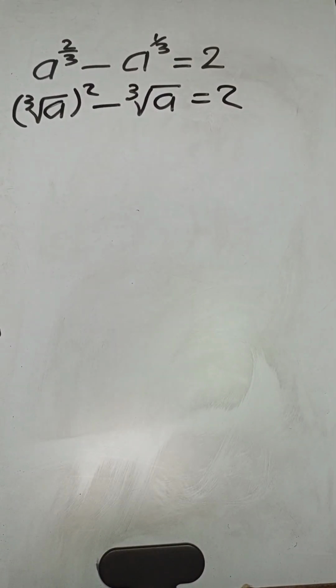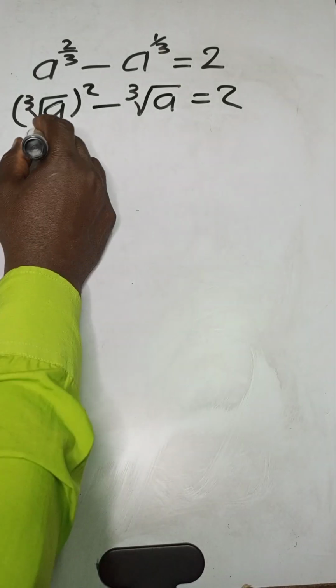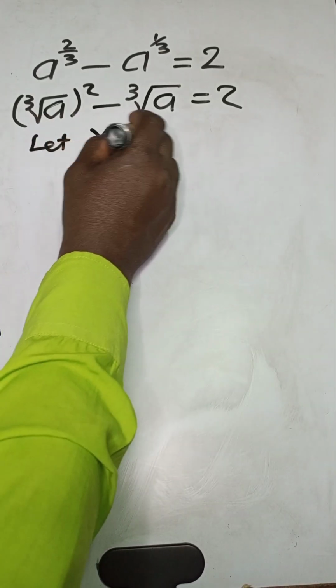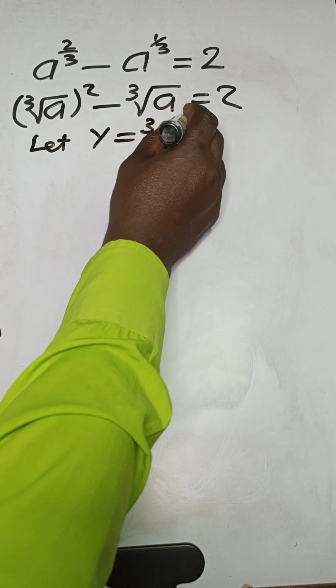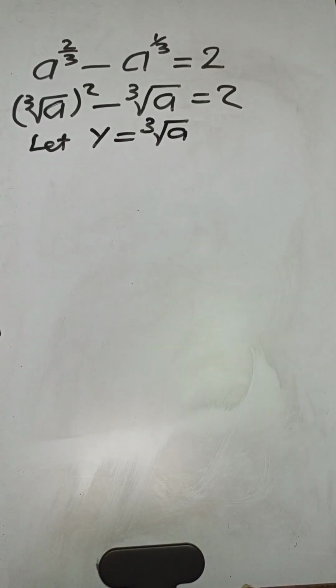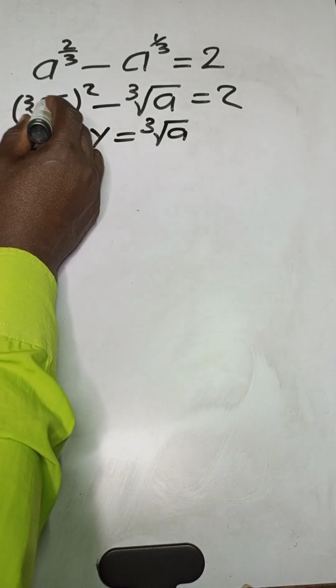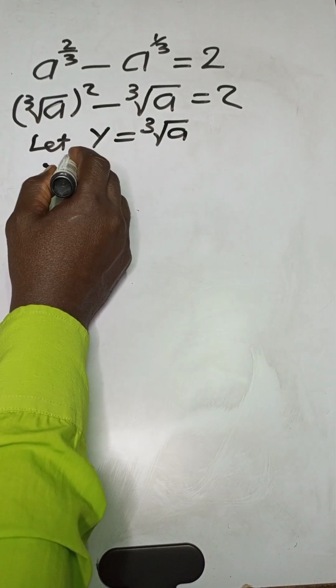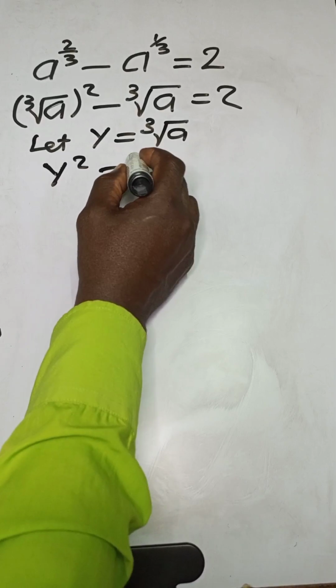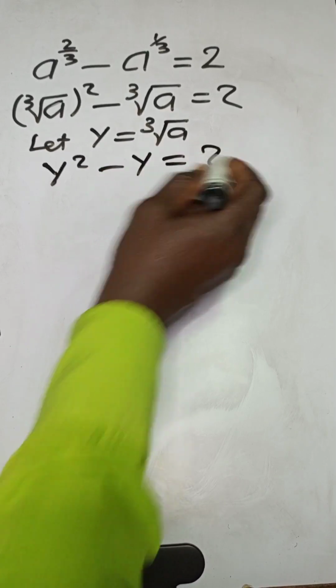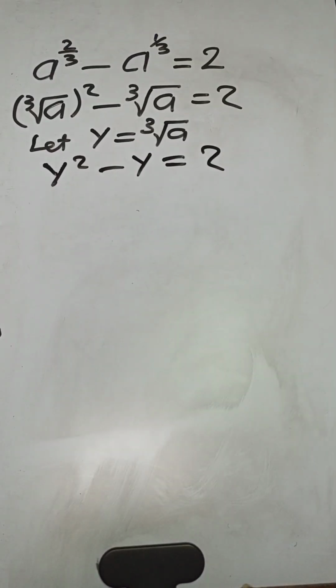So when we look at what we have now, we can see that it's actually a quadratic expression in terms of cube root a. To make it clear, let's do the substitution y equals cube root of a. So whenever we see cube root of a, we're going to write y. So we have here cube root of a squared, so we're going to get y squared. We have here cube root of a, it's going to be y is equal to 2. So we now see clearly that it's a quadratic expression.